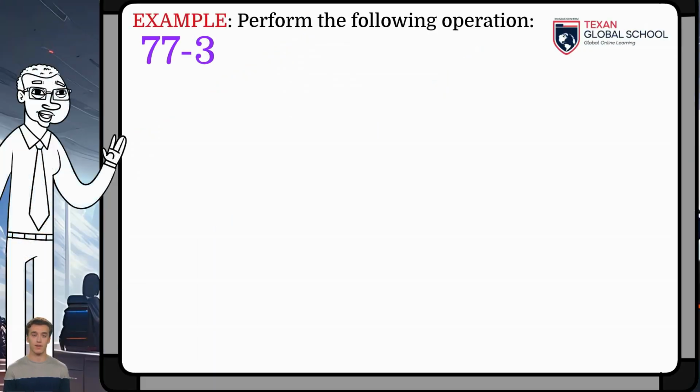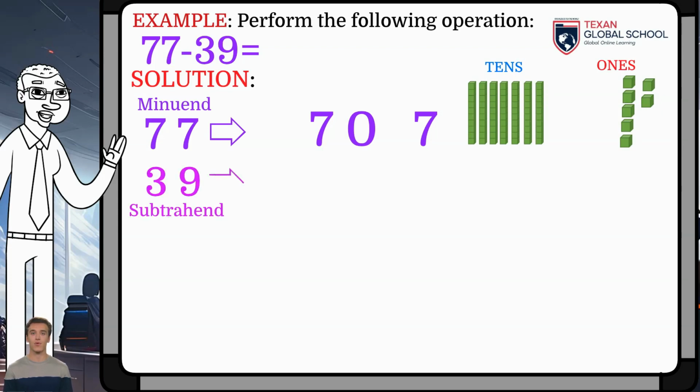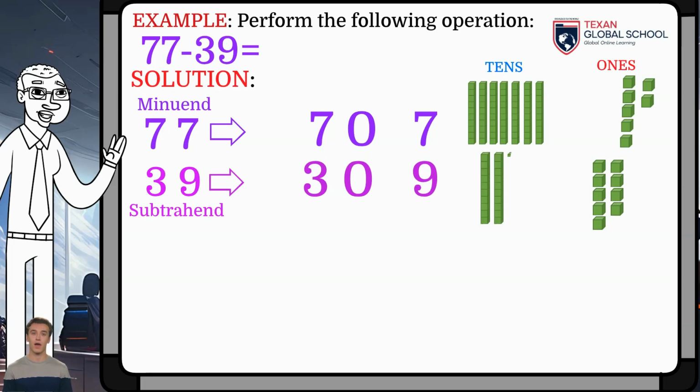If now we subtract 77 minus 39. First, decompose the minuend and subtrahend into ones and tens. The minuend 77 has 7 ones and 7 tens. The subtrahend 39 has 9 ones and 3 tens. Let's model using base 10 blocks or cubes. Then draw a line below to perform the subtraction.